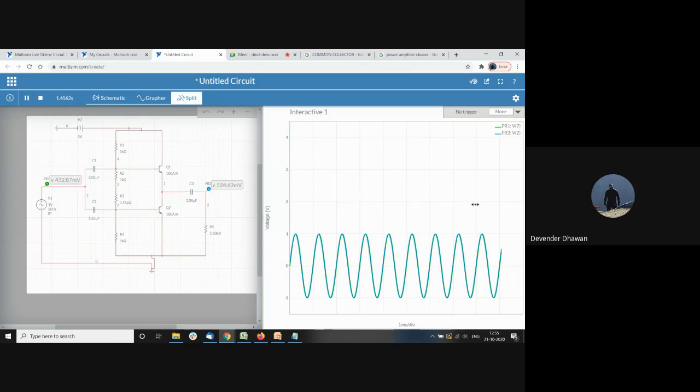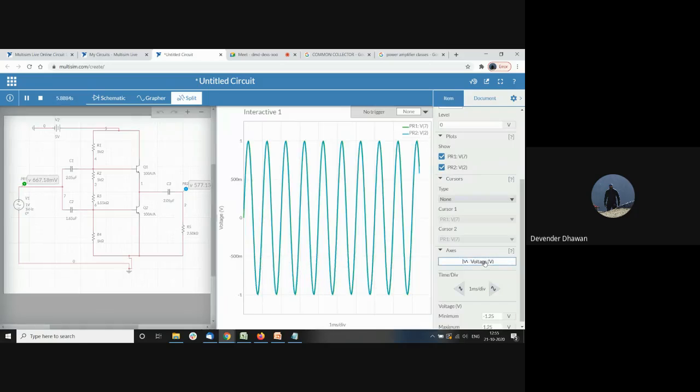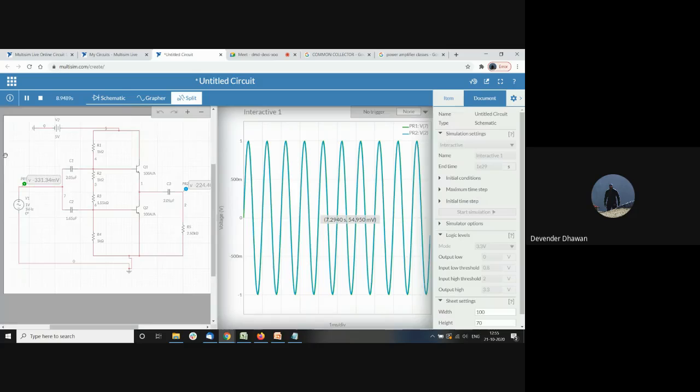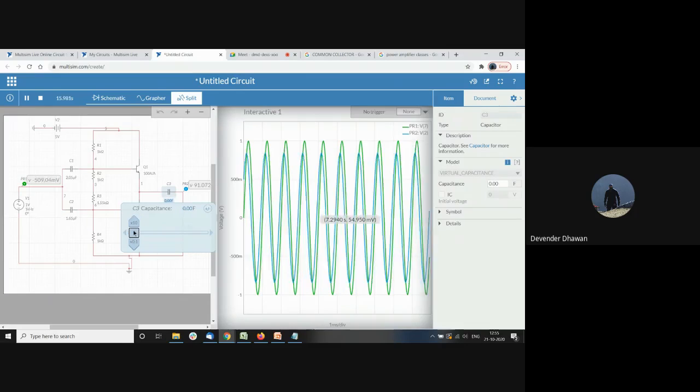Okay, so now the DC that we were getting is not in the picture, and we have exactly the same output as our input. This capacitance is not having much effect afterwards.